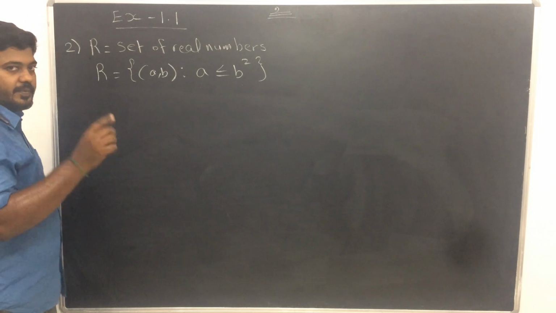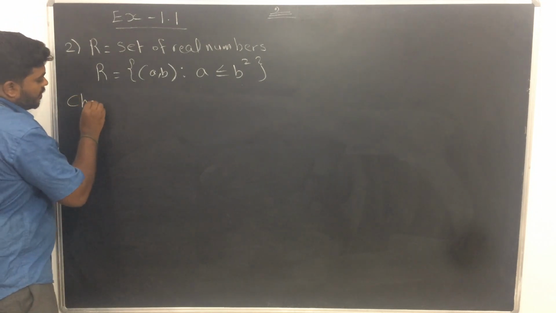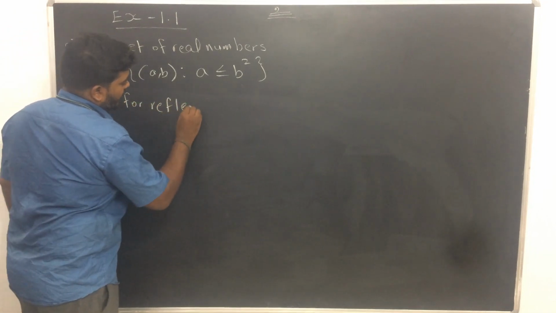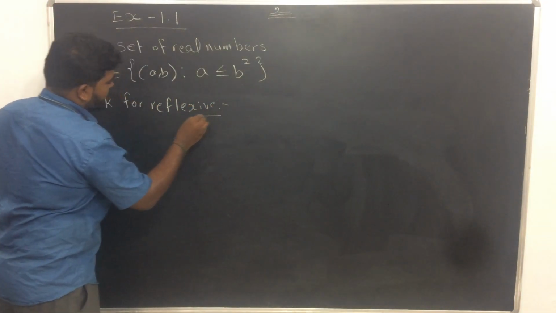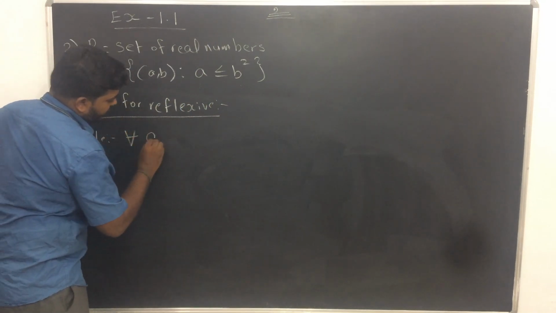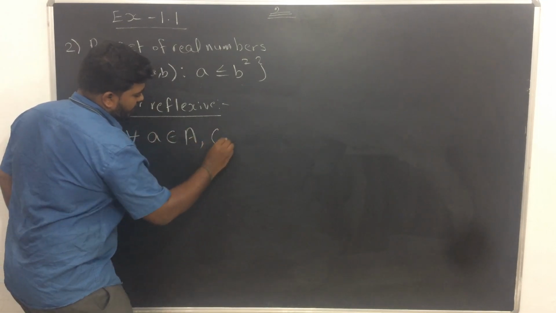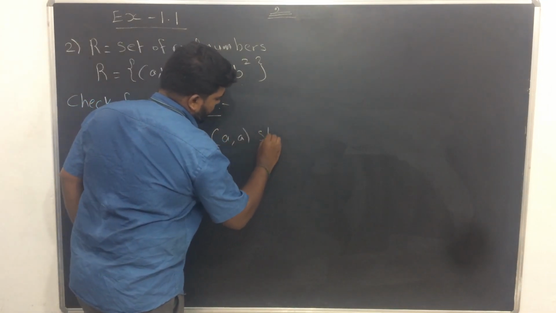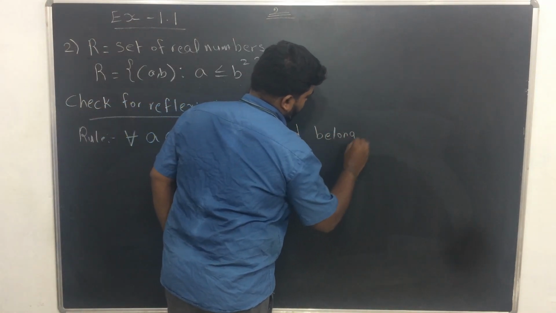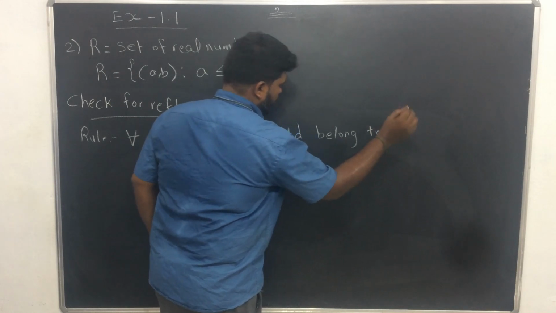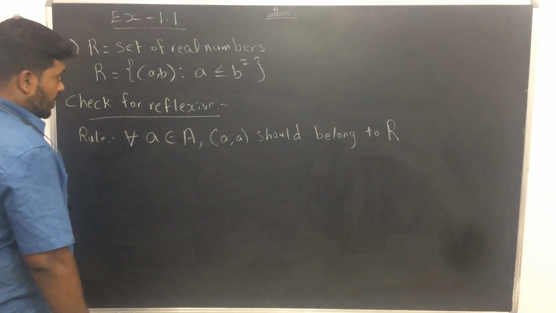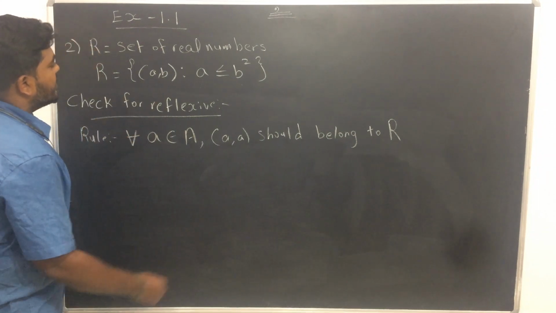Now let's start by checking for reflexive. What is the general rule for any relation to be reflexive? The rule is for every a belonging to set A, ordered pair of the form a comma a should belong to R. Ordered pair of the form a comma a should belong to R. So this is the general rule. We know that, right? Now let's check if this relation is reflexive.